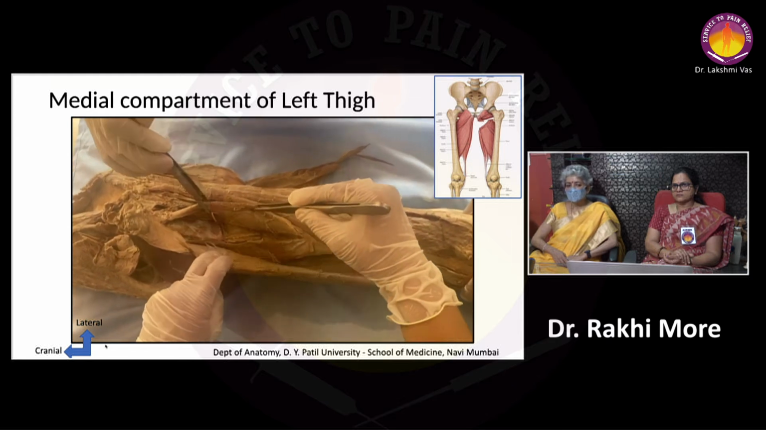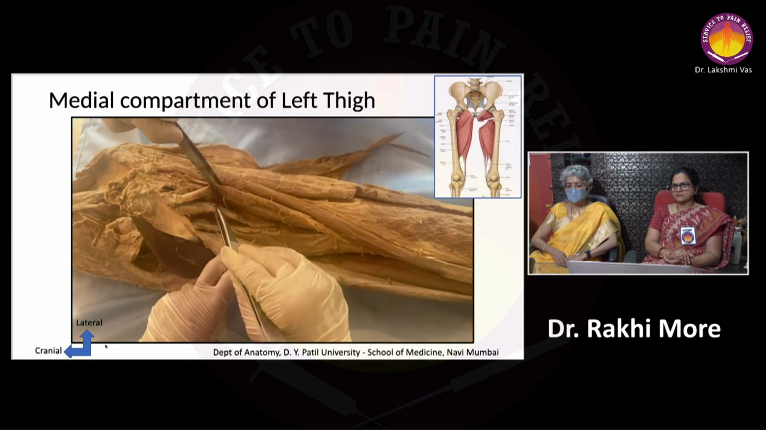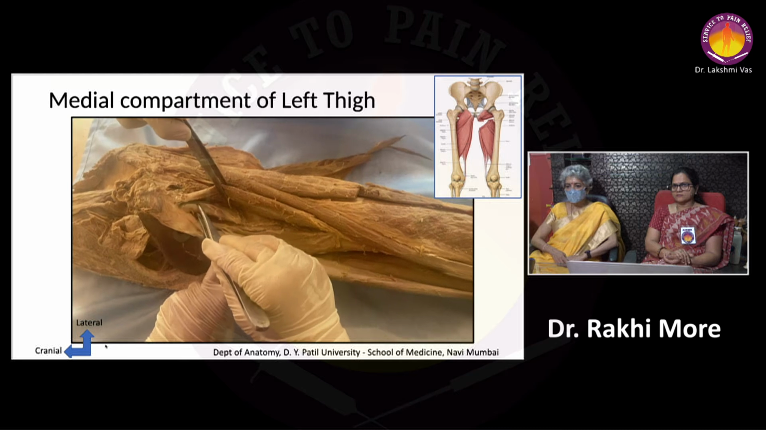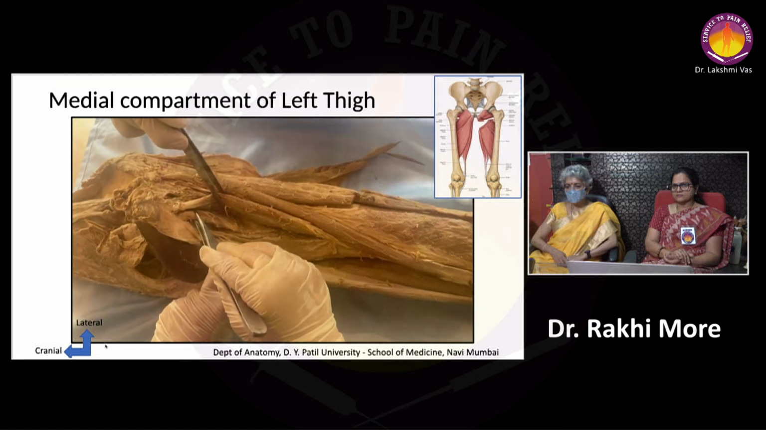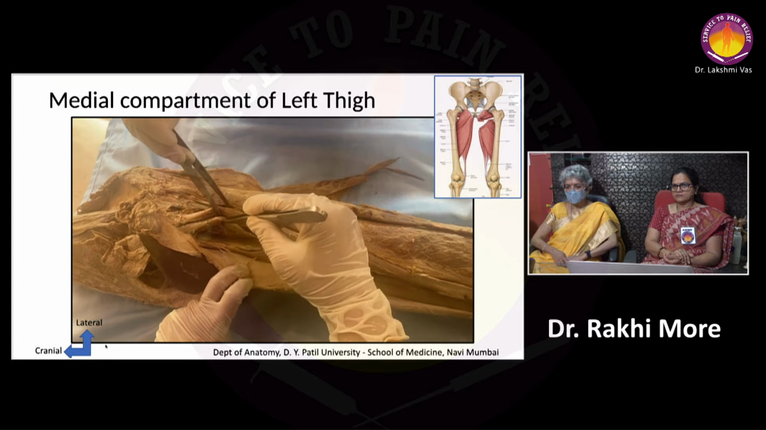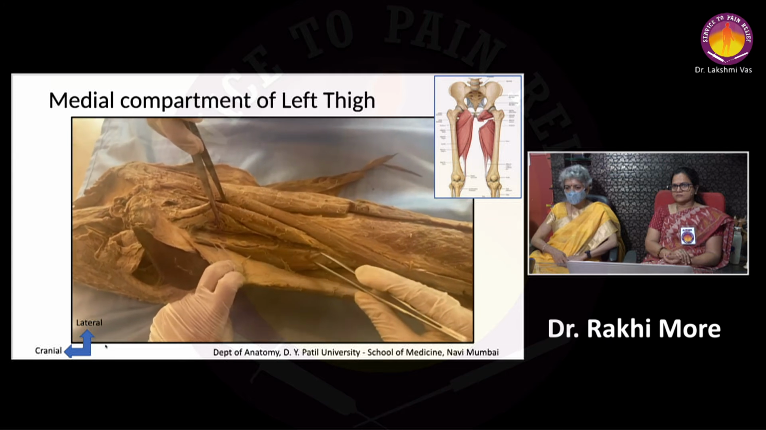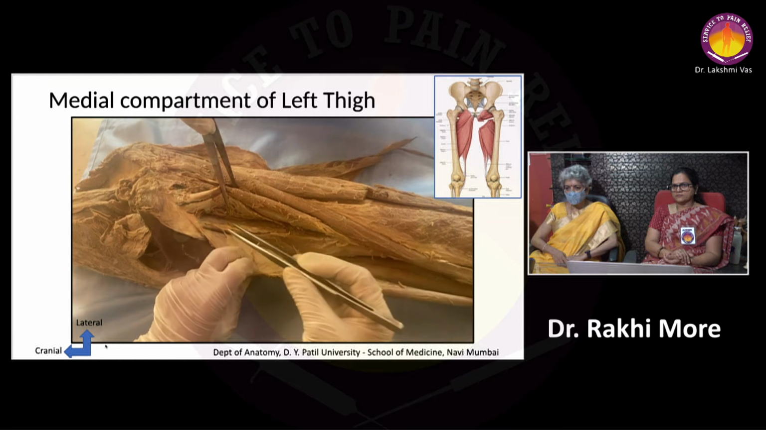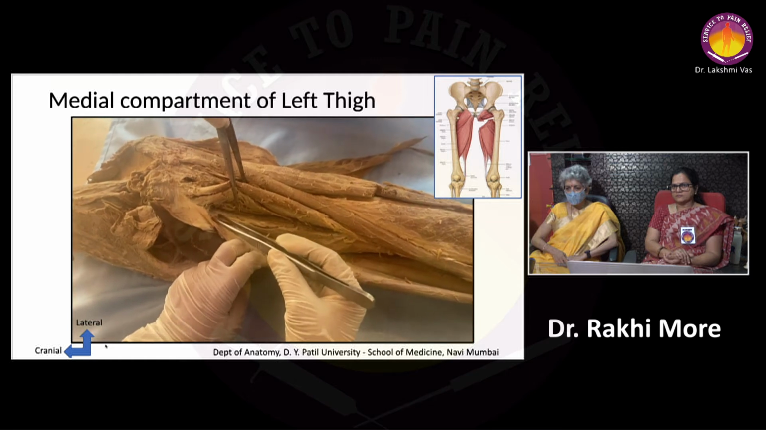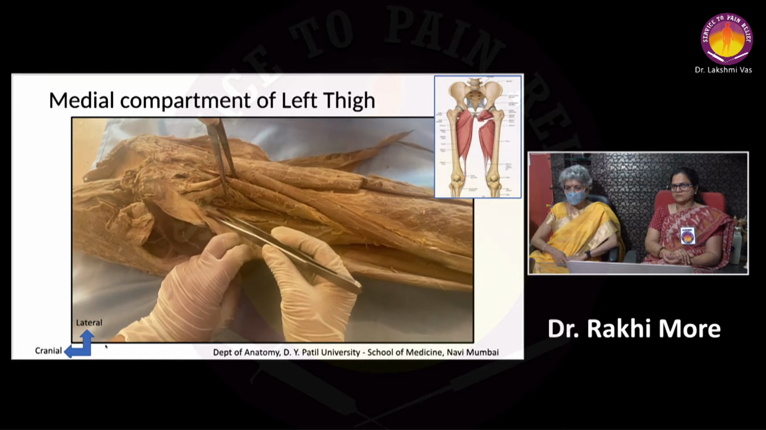Once we reflect the adductor longus muscle laterally, the deeper muscle is the adductor brevis. This muscle takes origin from the middle part of the ischiopubic ramus. Once you reflect the adductor brevis, the next muscle we see deeper is the adductor magnus. The adductor magnus has a very wide origin. It takes origin from the ischiopubic ramus and from the ischial tuberosity.